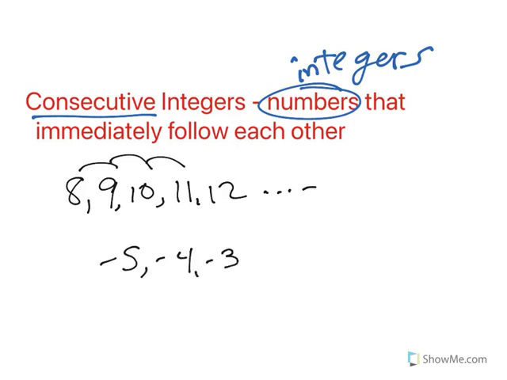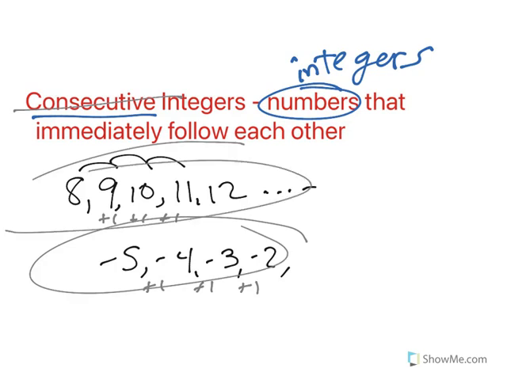-5, -4, -3, -2, right? Every time we are simply adding 1 from the previous. That's the idea of consecutive and the fact that they are all integers. Now, in general, if I just said my first number is x and x is an integer, how do I get the next one? Well, based off this pattern, I would take whatever number I started with and I would add 1, right?